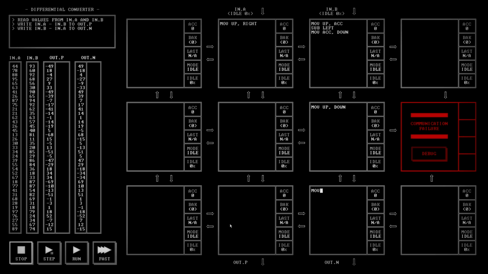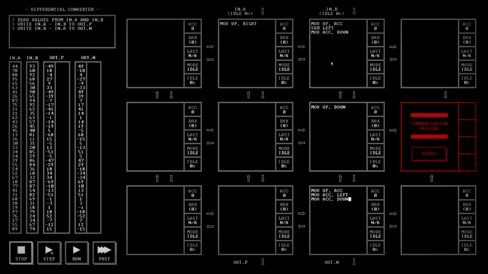Because these are parallel, I think it makes probably cycle sense, and again, I haven't really thought too hard about this, to get this move done first, so this one can then be working on negating it and getting rid of it. So I need to move up to the accumulator, move accumulator left, and move accumulator down.